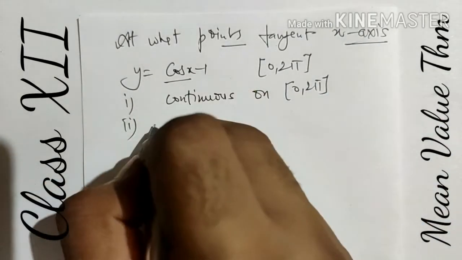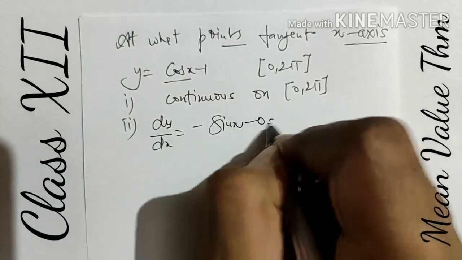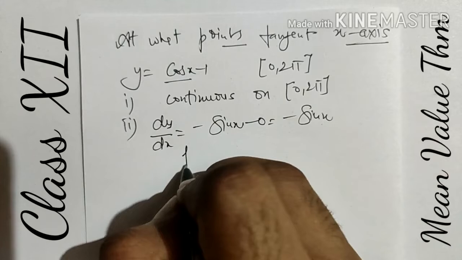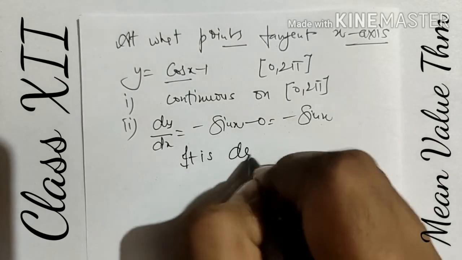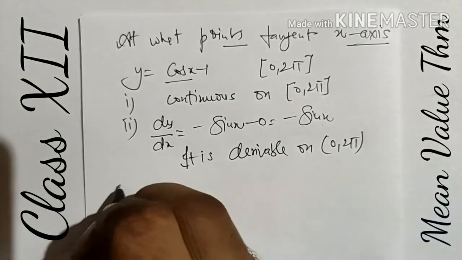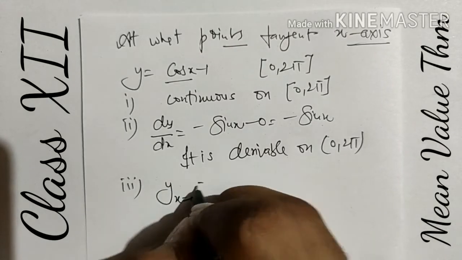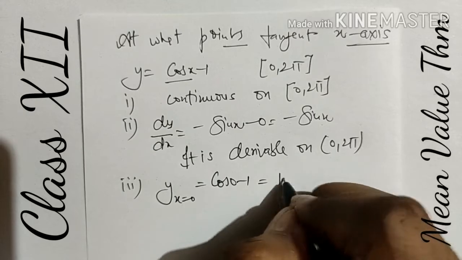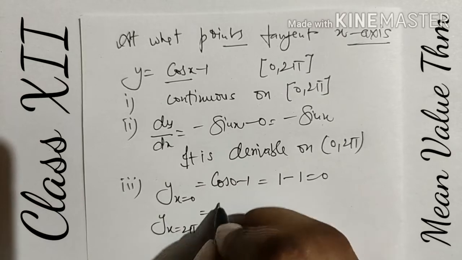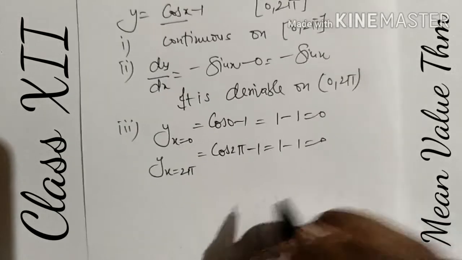Second, we have to mention by taking the derivative of it, the derivative of cos theta is minus sin theta, the derivative of 1 becomes 0. It is also finite, so it is derivable on the open interval 0 to 2 pi. Third step, the value of y at x equal to 0 becomes cos 0 minus 1, which is 1 minus 1, 0. The value of y at x equal to 2 pi, means 360 degrees, which is the same as 0 degrees, so it is also same. So both the values are same.